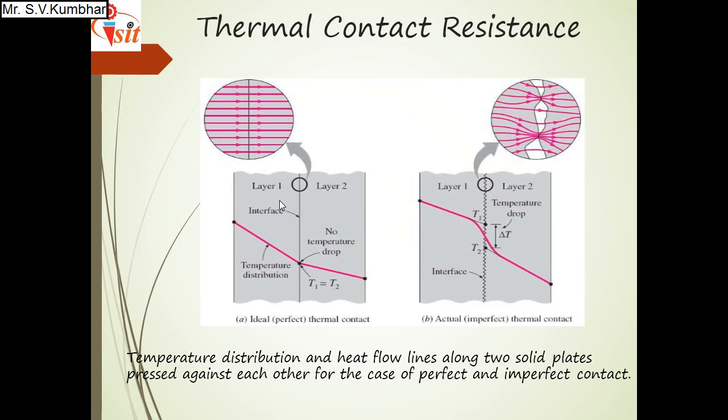Temperature distribution and heat flow lines along two solid plates pressed against each other, for the case of perfect and imperfect contact. So, if there is imperfect contact, thermal contact resistance always exists.